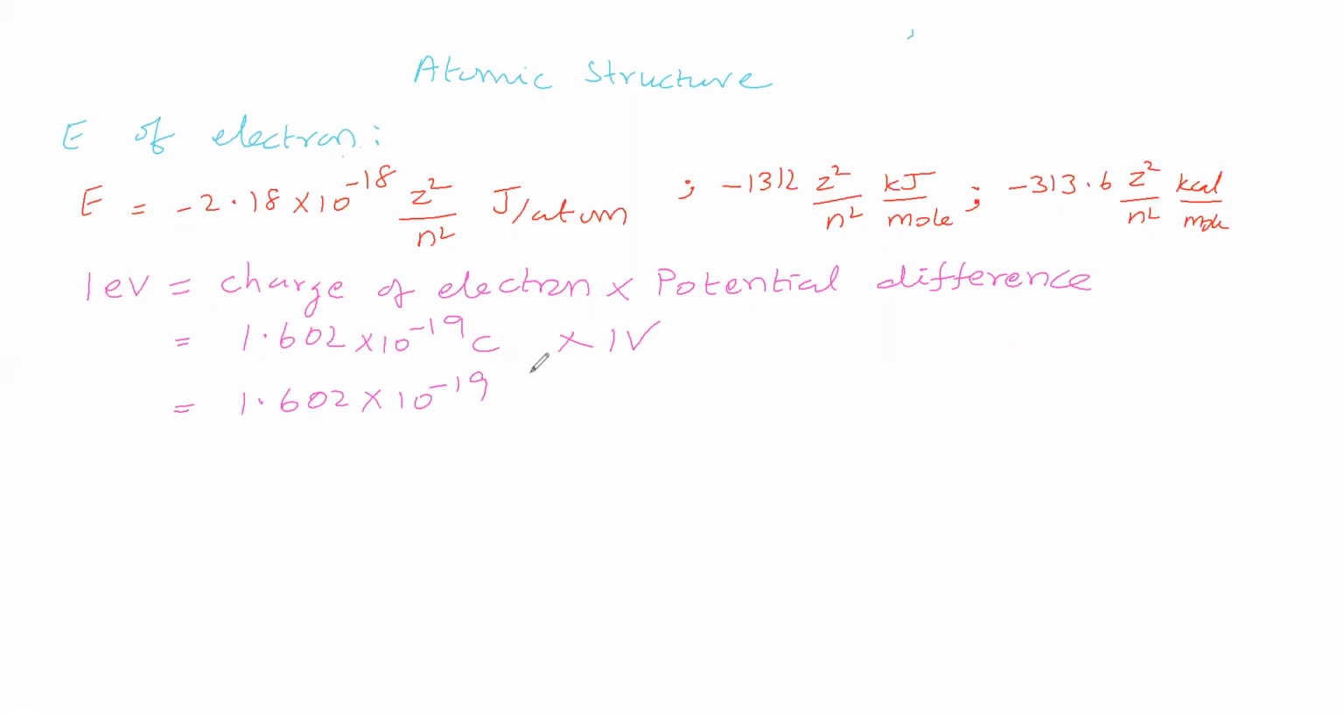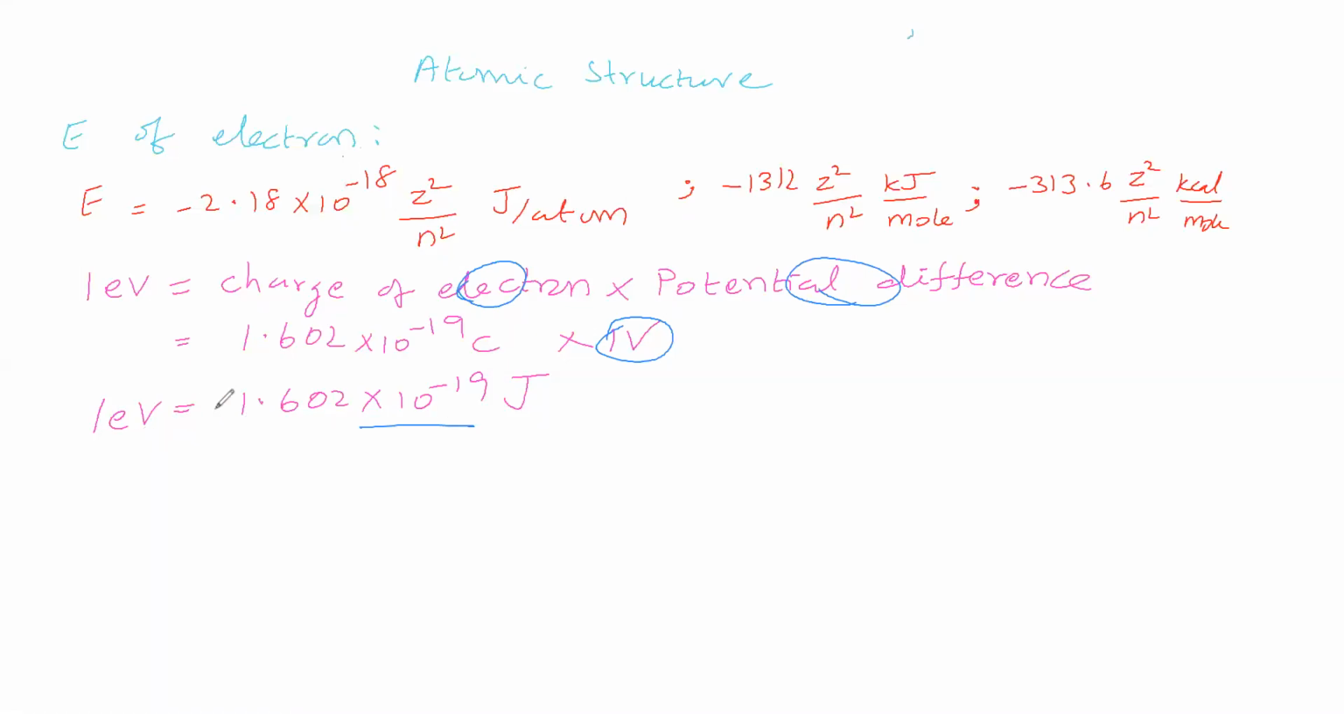Coulomb volt is called what? Means joule. So 1 electron volt equal to 1.602 into 10 power minus 19 joule. What does it indicate? It is expressing what? Means when the potential difference is 1 volt, electron is carrying how much charge? That work is called 1 electron volt.